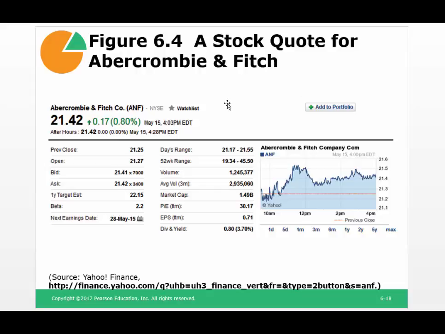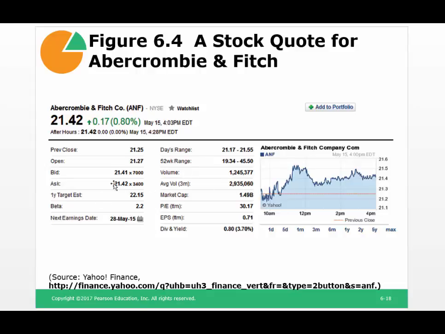So here's a stock quote for Abercrombie and Fitch. Here's the current price. This is after hours, so there's no more trading going on, but the last price that traded was $21.42, and that's up 0.8% for the day. Here's the company's name, obviously. Here's their ticker symbol. Yesterday's close was $21.25, so it's up 17 cents from yesterday. Today it opened at $21.27.